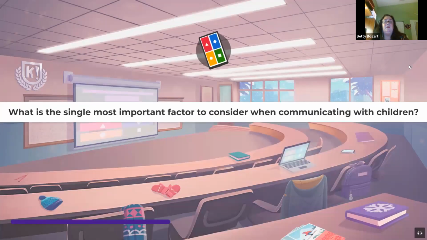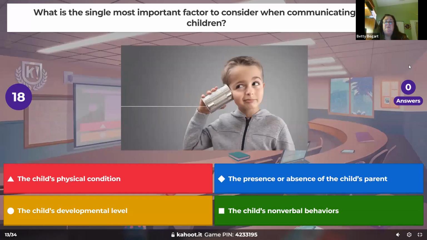What is the single most important factor to consider when communicating with children? I mean, I need to go in there and talk to a kid and have him take his medicine, or I need to do a blood pressure, a temperature. What I'm going to do first, literally.